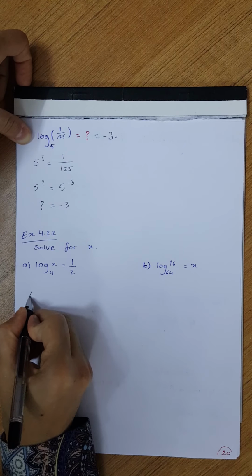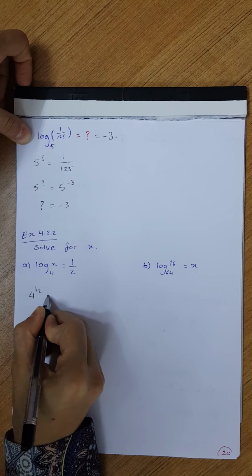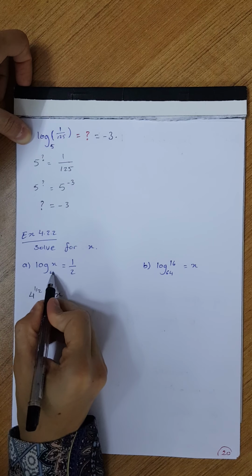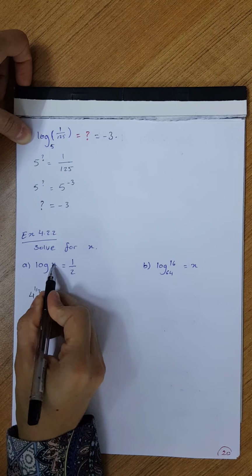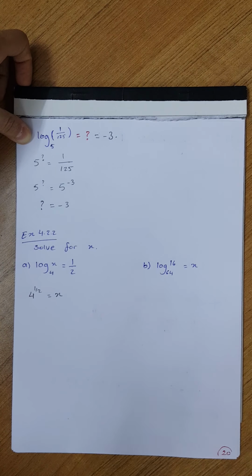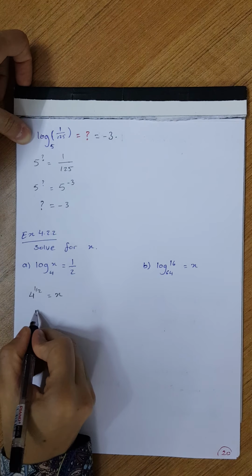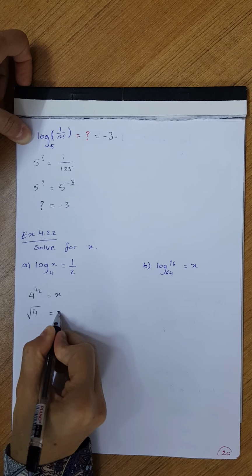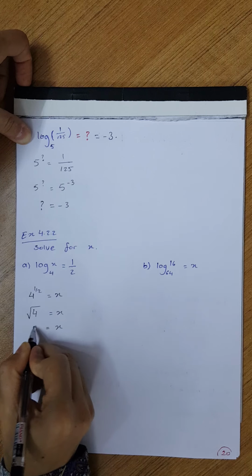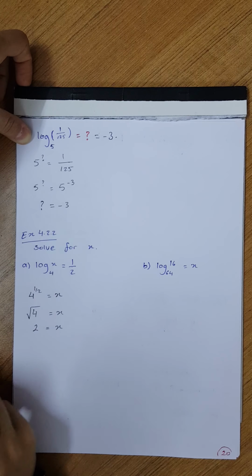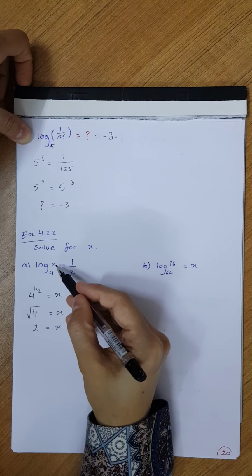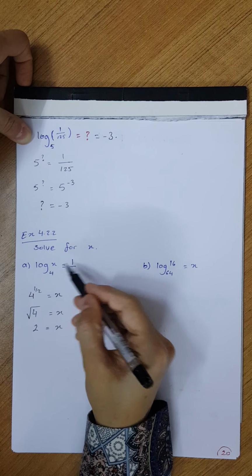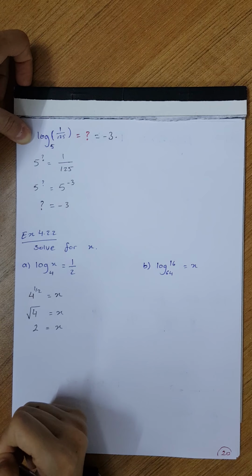So I will say 4 to the power of 1 over 2 is equal to x, because I know that if I say 4 to the power of 1 over 2 is equal to x, it will be changed back to an exponential function. 4 to the power of 1 over 2 is equal to what? That means 4 under the square root is equal to x. So x is equal to what? x is equal to 2. And that's the result for that x. So if I put 2 instead of that x, I will get 1 over 2.